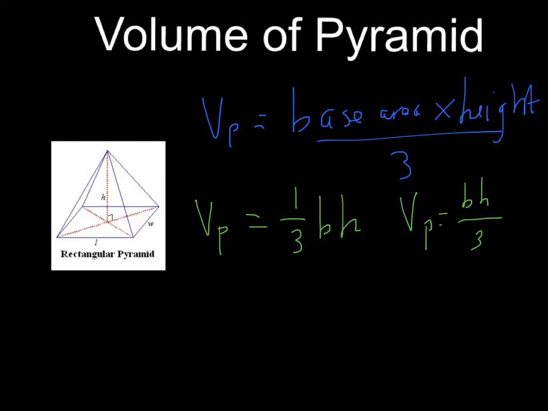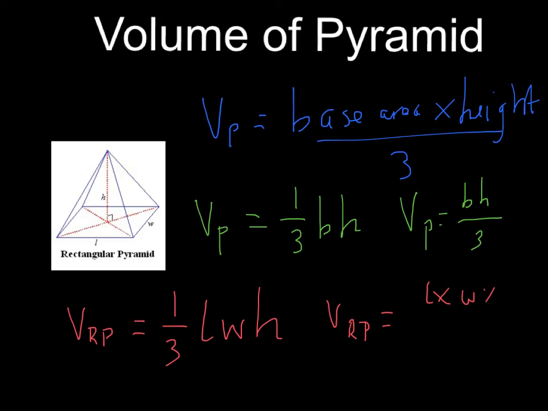So let's look at the volume specifically first of a rectangular pyramid. The volume of a rectangular pyramid, which is going to be the most common one you run into, is going to be equal to a third of the base area, which is length times width times by the height. Or the volume of a rectangular pyramid is going to be equal to length times width times height divided by 3.